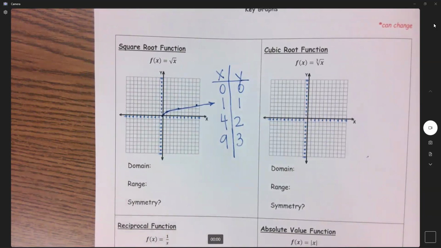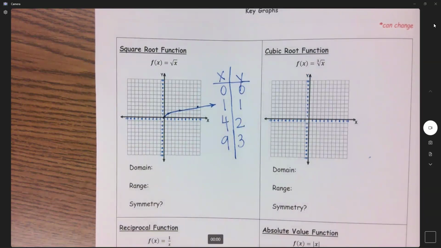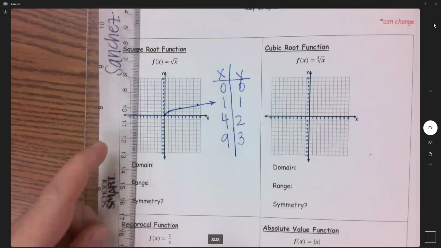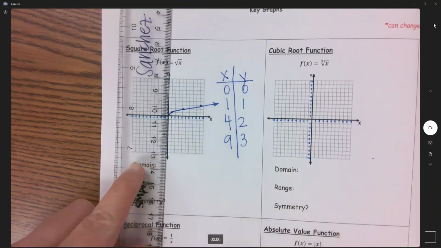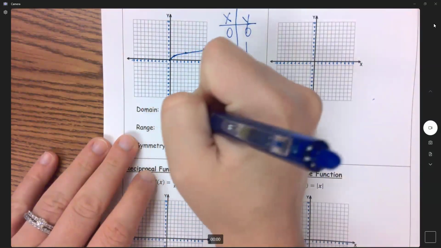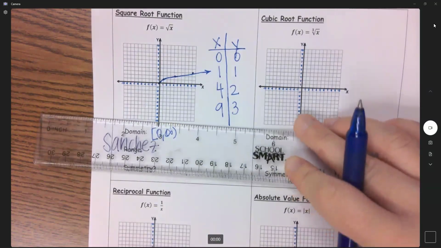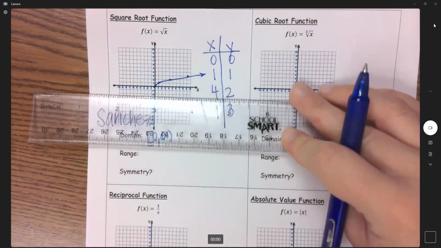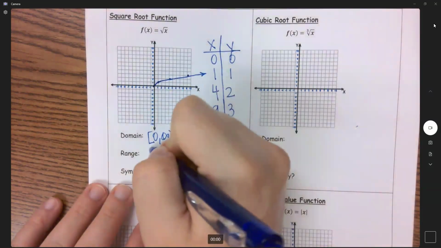Okay, so according to this graph, what is my domain? As we go from left to right, my leftmost x value is 0. And then it's going to hit an arrow. It's going to keep on going forever. So we have a domain of 0 to infinity. And then my range, as I go from the bottom to the top, the lowest y value is also 0. And then we have an arrow to infinity.